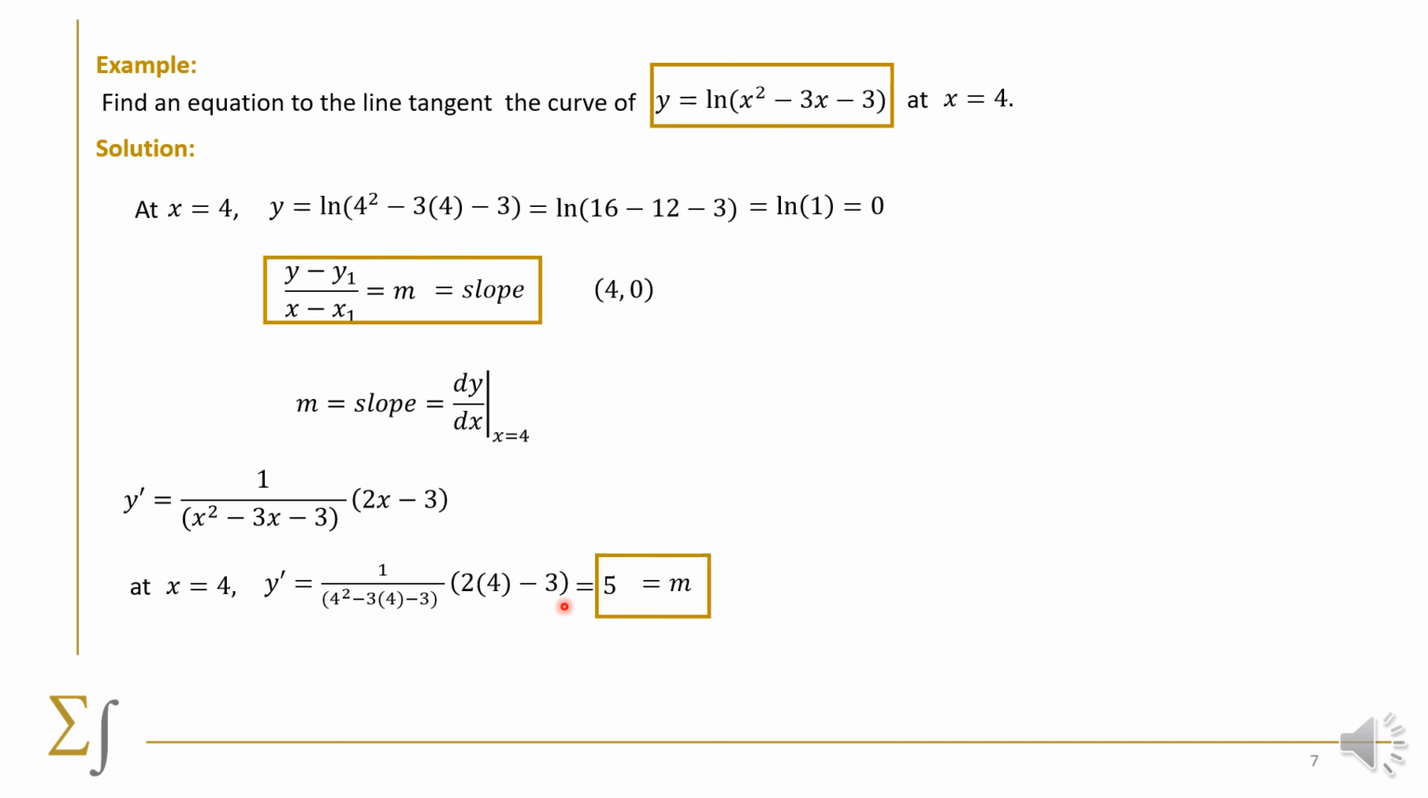So here we have 5 for y prime, which is equal to m, the slope. We take this m with this equation of a straight line here, and the point (4, 0), we plug in the values for x1, y1, m, and we find an equation of the line tangent to the given curve at x equal to 4, which is equivalently written as y equal to 5x minus 20.